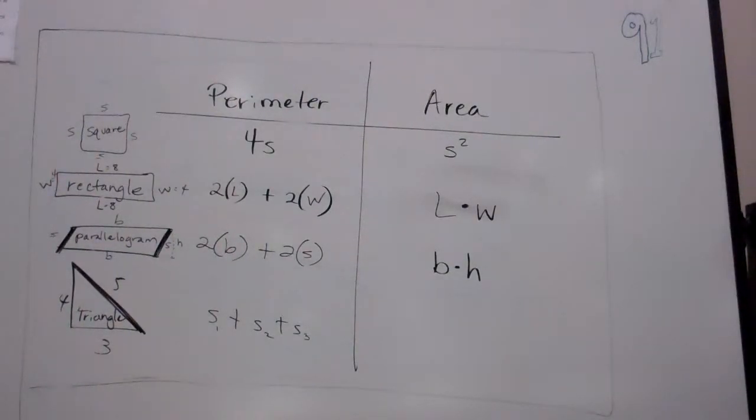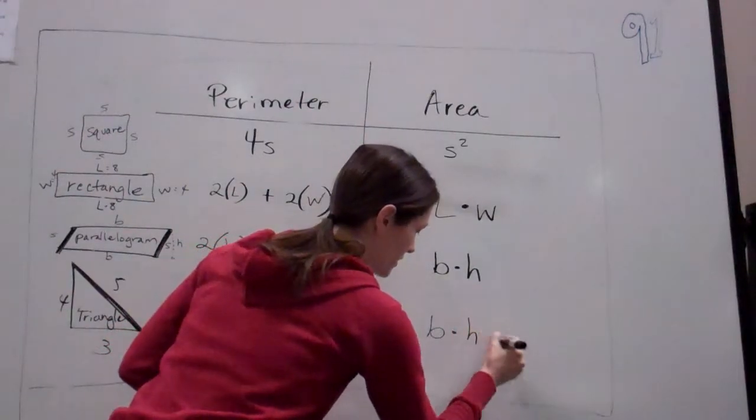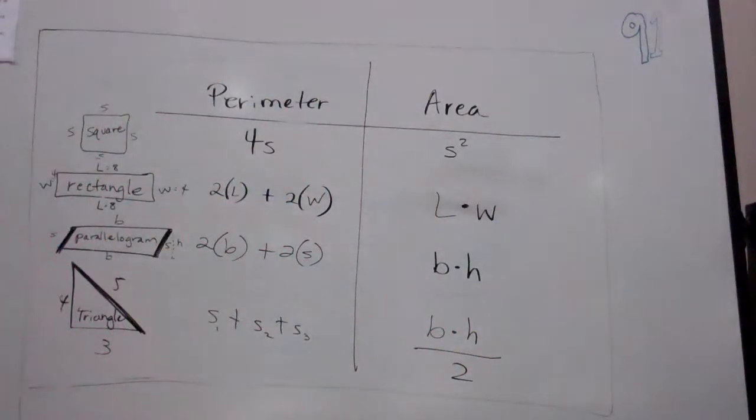You've got half of it. You do base times height and then you divide it by 2. Base times height divided by 2. Why do we divide it by 2?